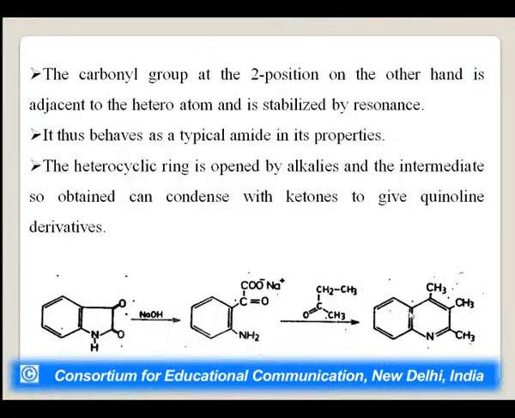The carbonyl group at position number 2, on the other hand, is adjacent to the heteroatom and is stabilized by resonance. It thus behaves as a typical amide in its properties. The heterocyclic ring is opened by alkalis and the intermediate so obtained can condense with ketones to give quinoline derivatives. Here you can see the quinoline derivatives. This is the structure of quinoline and 3 methyl groups are attached to this quinoline.